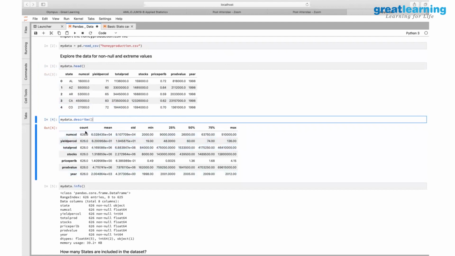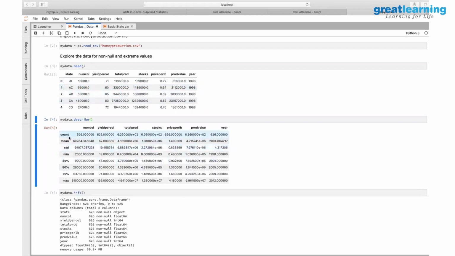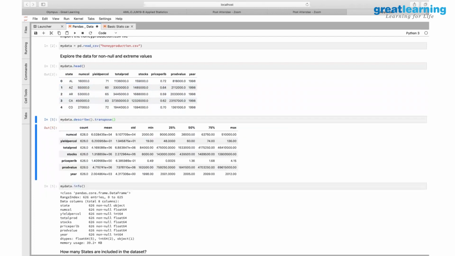So in this variable, now we have numcol to year, everything is a numeric variable. If you look at this, this is not a numerical variable. That's why when you do describe, it does not include state, and it includes all the other variables, which are numerical variables. And when you do transpose, what happens? It just transposes the data display, nothing else. The count and these things come horizontally and these variables come this way.